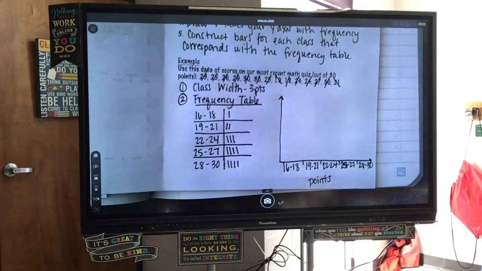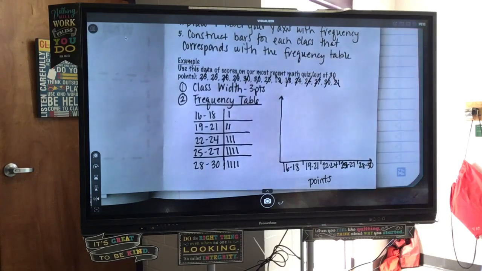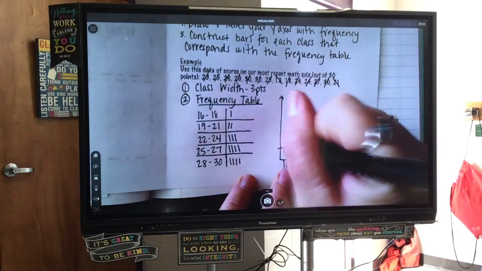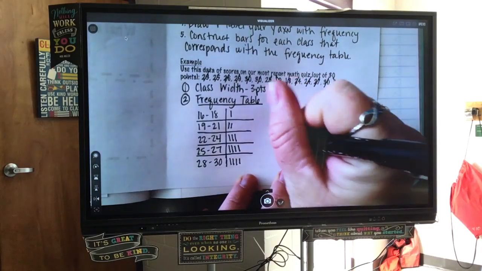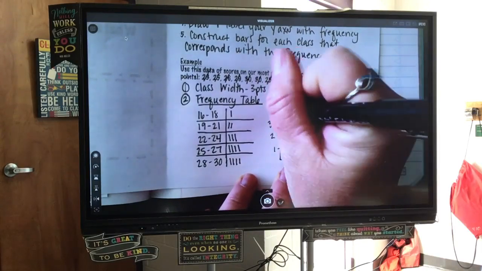All right, what is our highest frequency? It's our highest frequency. So what's the biggest total we have over here in our frequency table? Ronnie? 4. So over here, we're going to label 1, 2, 3, 4.